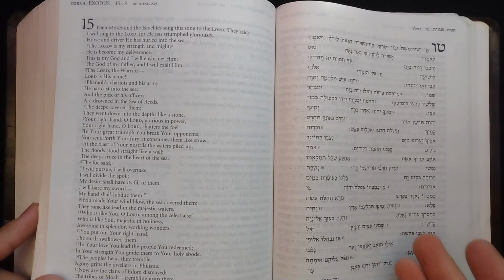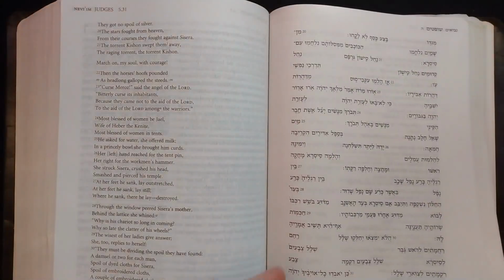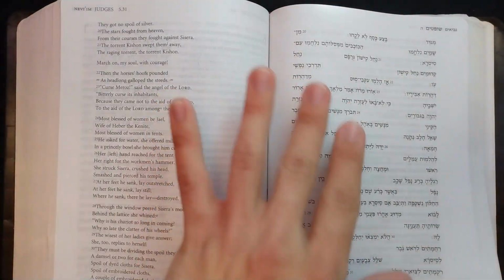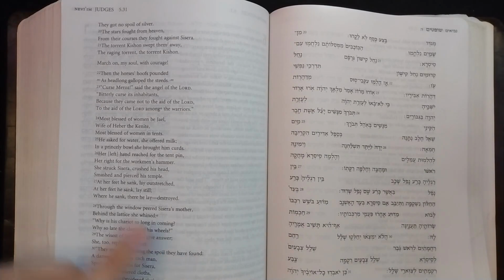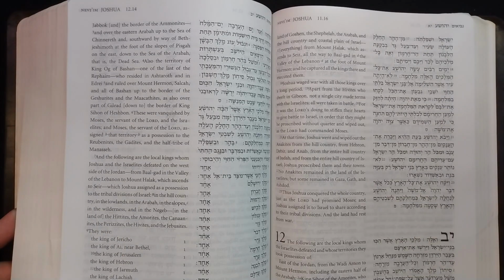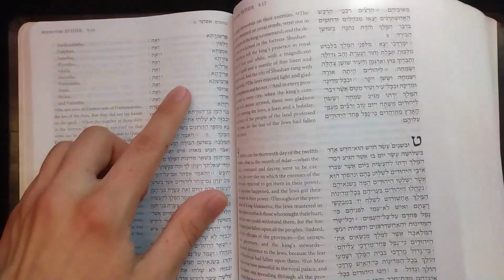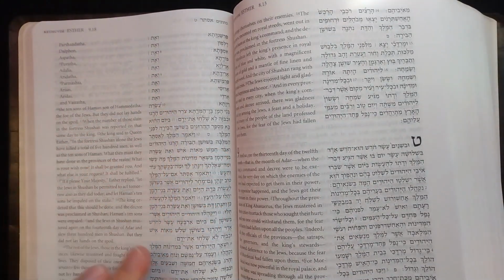In the Song of Moses at the Red Sea, and Deborah's song in the Book of Judges, the text is laid out like so, with the Hebrew on one page in these broken lines, and the English on the other page. And in the books of Joshua and Esther, there are a couple lists which are written in this list format.